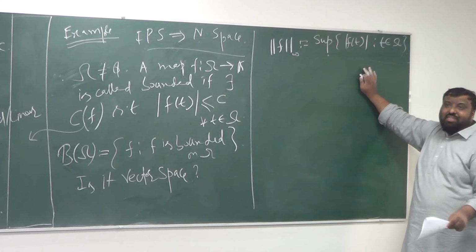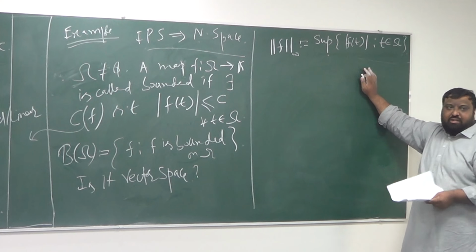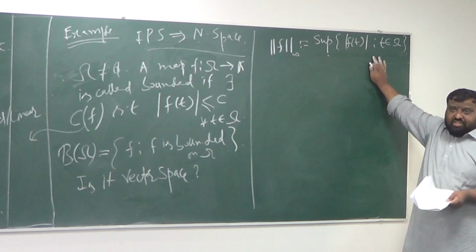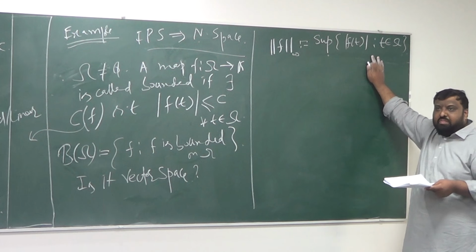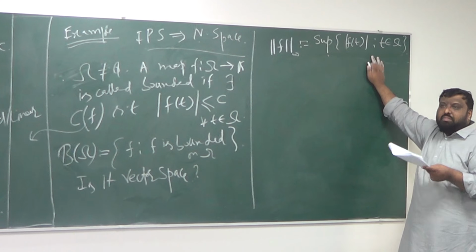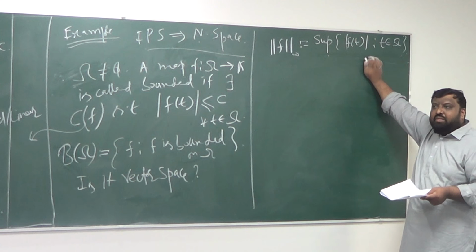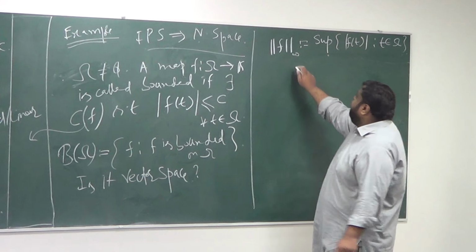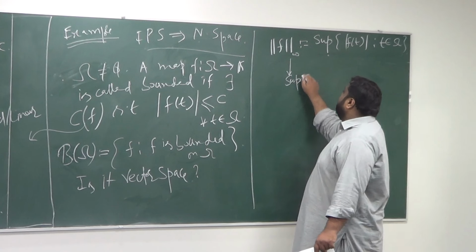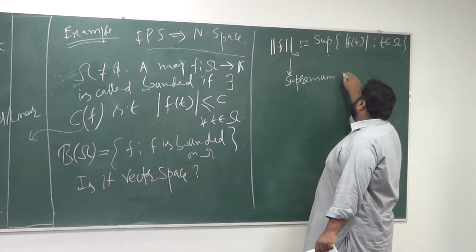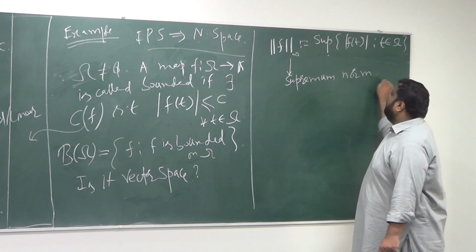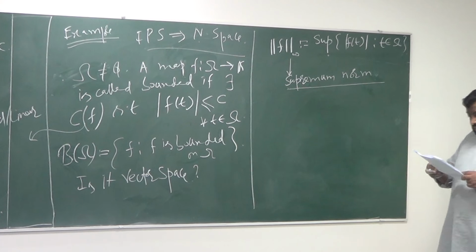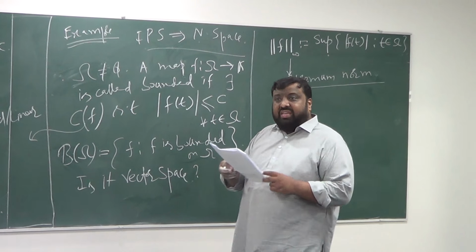It's very important that you shouldn't just blindly define something. You should know why that thing exists. So this exists. Why does it exist? Because it's a bounded above set. And by the least upper bound property, every bounded above set must have a supremum. And this infinity norm is sometimes also called the supremum norm.